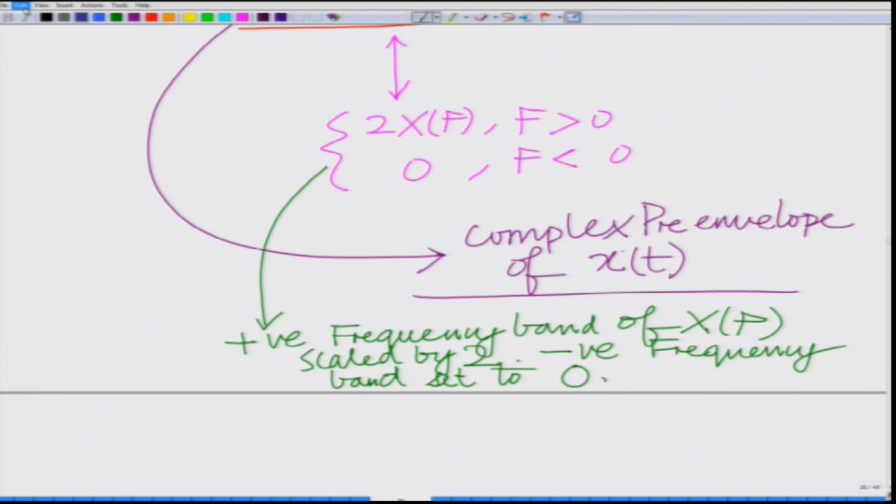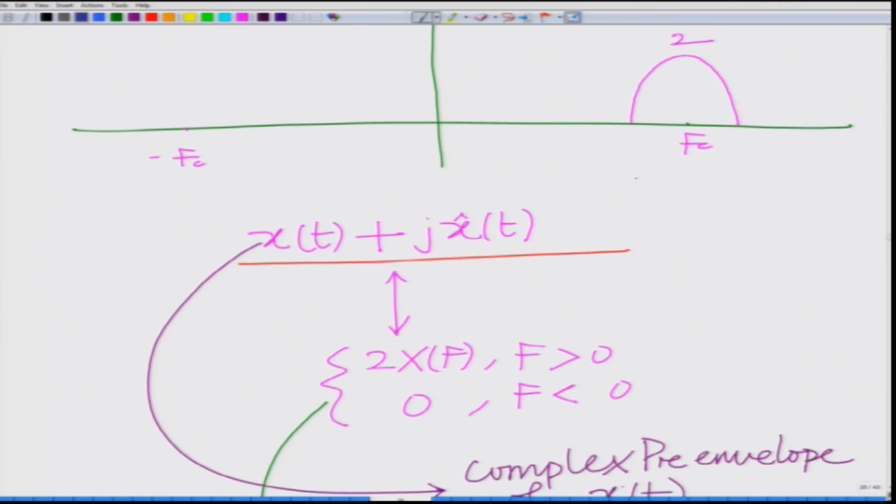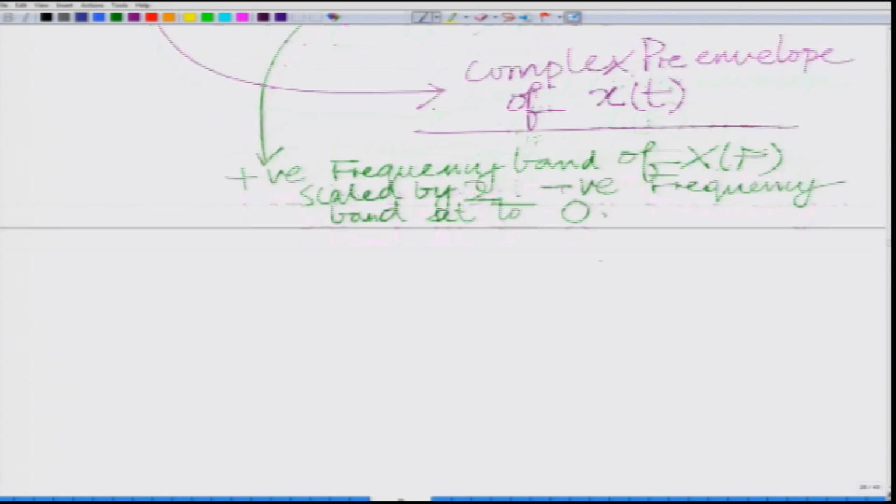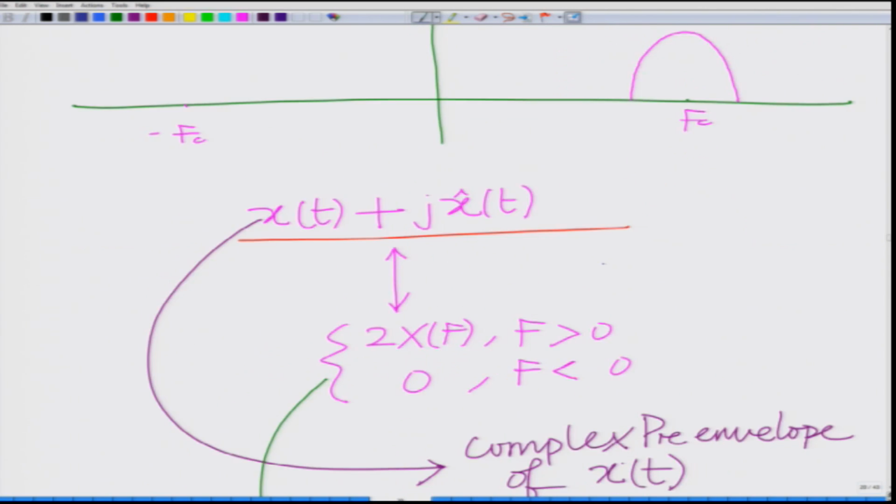Now, you can see that this complex pre-envelope has only a band at f c. If I shift it by minus f c, that is, shift it to the left by f c, it will be centered at 0. That will give me a baseband signal, but it will be a complex baseband signal, all right. So if I take this, let me draw it in a separate figure.